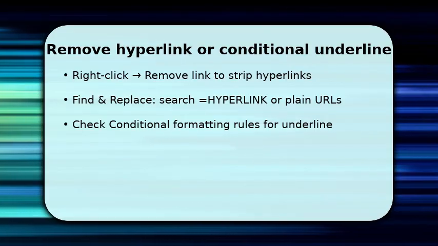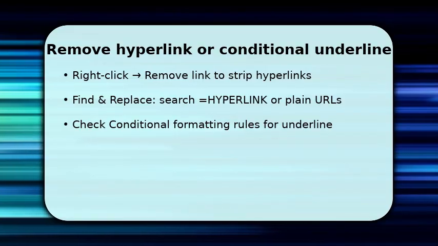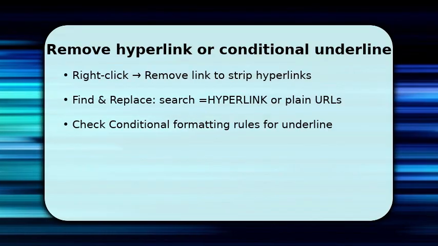Right-click a cell and choose Remove Link to strip hyperlinks. Alternatively, use Edit right arrow Find and Replace to locate and replace URL patterns or hyperlink formulas. Next, open Format, right arrow Conditional Formatting and review rules that set text decoration. Remove or modify any rule applying underline.